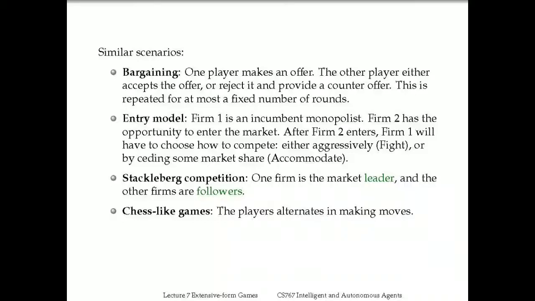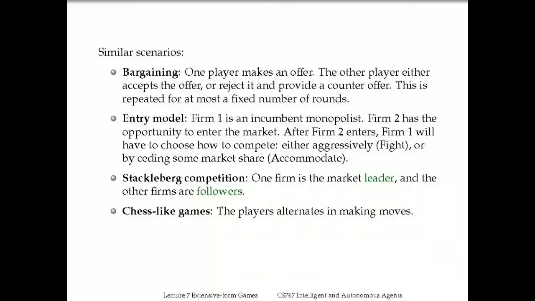In another scenario, there's a market where one of the companies is occupying the entire market, but then there's a new company who sees the opportunity to enter the market. Then the first player would need to decide on how to compete, either aggressively or ceding some of the market share. That will also be a sequential interaction scenario.